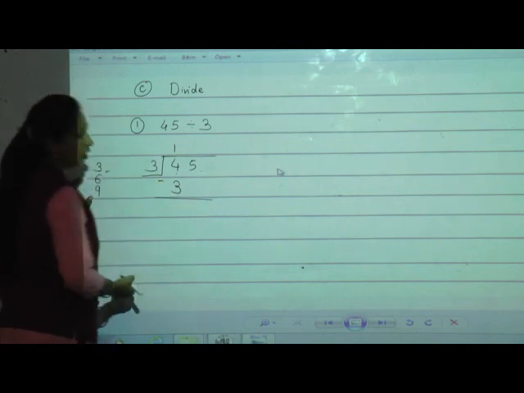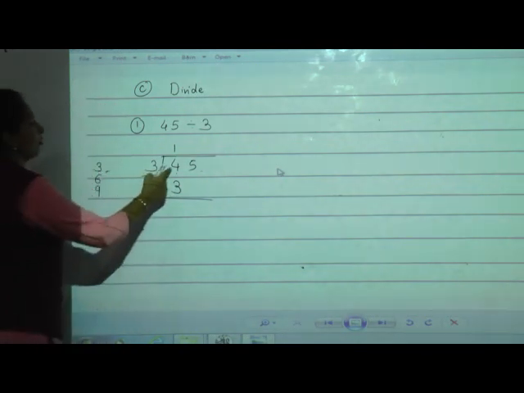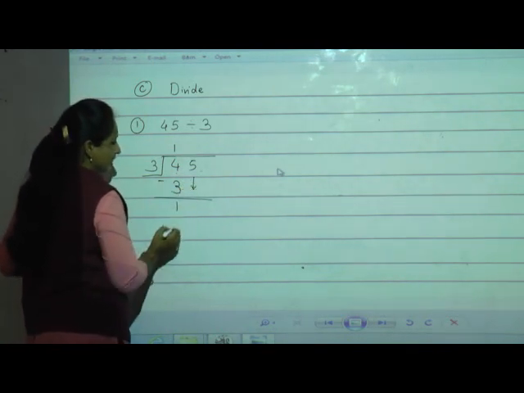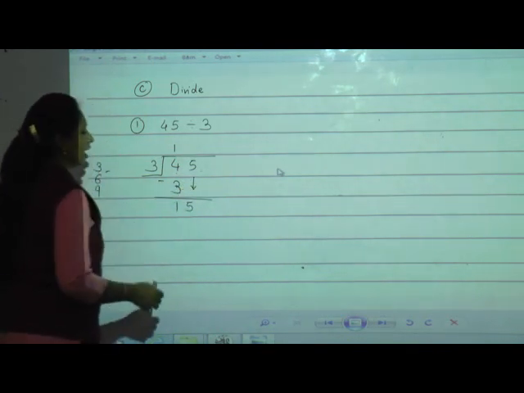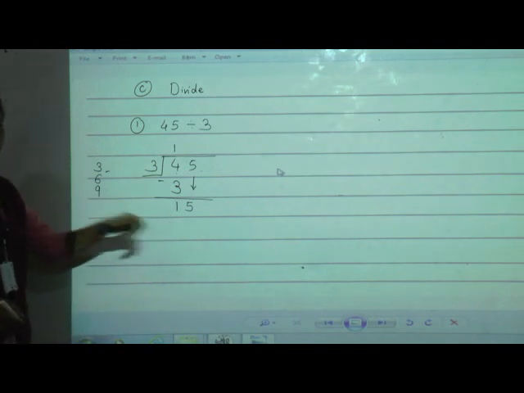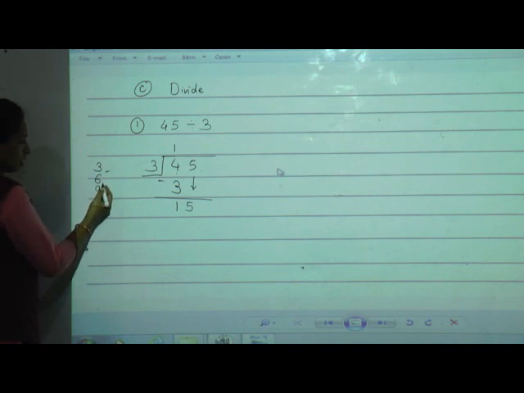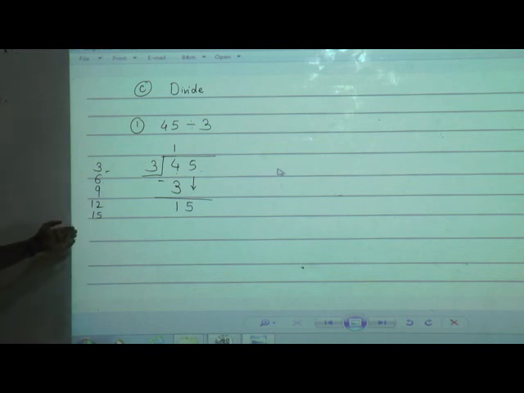Now we will have to do the subtraction. Now 4 minus 3 is 1. Now bring down the next number, that is 5. Now we will see whether 15 is there in the 3 table or not. Now we will continue the table. 3 ones are 3, 3 twos are 6, 3 threes are 9, 3 fours are 12, 3 fives are 15. Yes, 15 is there in the 3 table. And where is it? At the 5th place, isn't it? 1, 2, 3, 4, 5.